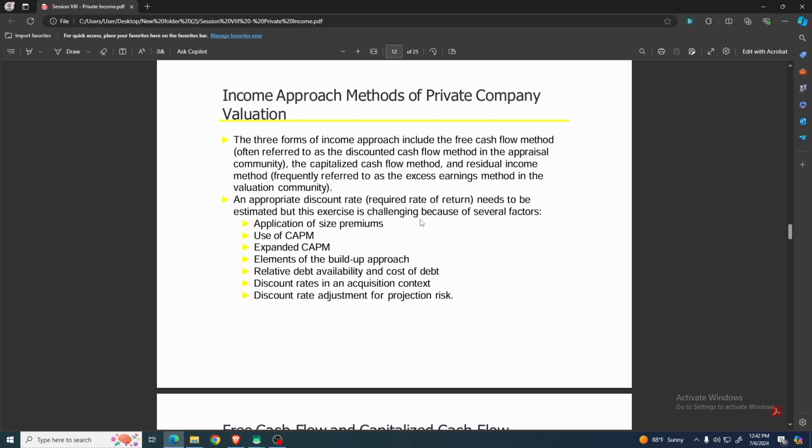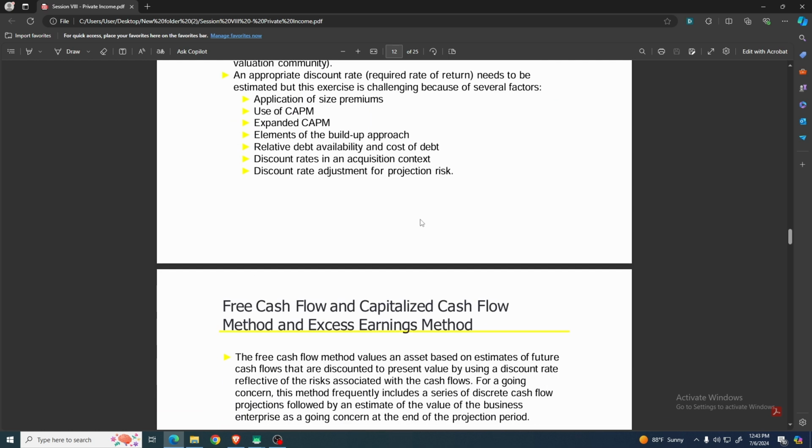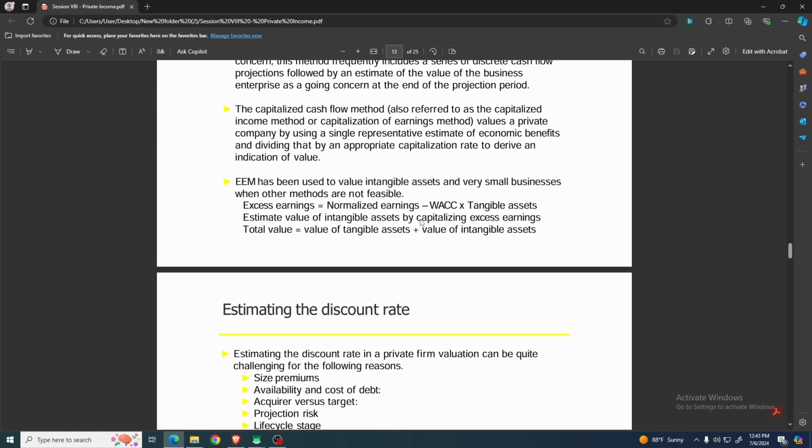So what are the challenges in all of these methods associated with the discount rate? In the free cash flow method, a discount rate is applied because you discount the free cash flow back to the present value. In the capitalized cash flow method, you use the capitalization rate, which is the discount rate minus the growth rate, so the discount rate is again used. And in residual income also, you discount the residual income to the present value. So in every method you use the discount rate, but it is accompanied by certain issues with its utilization.